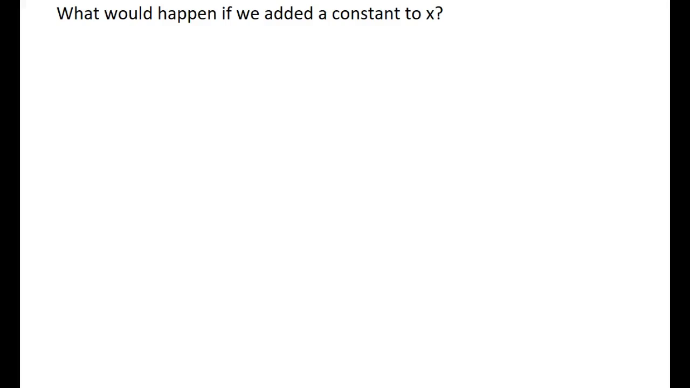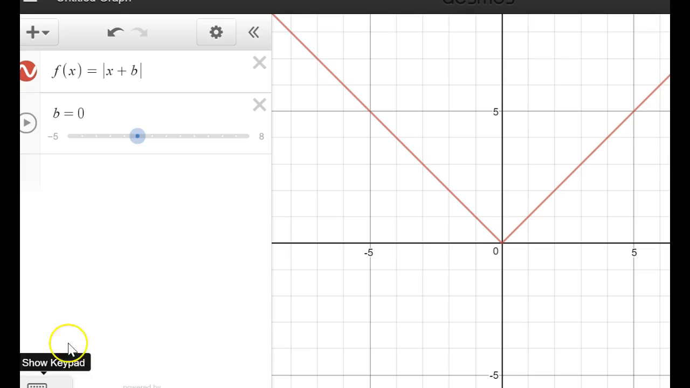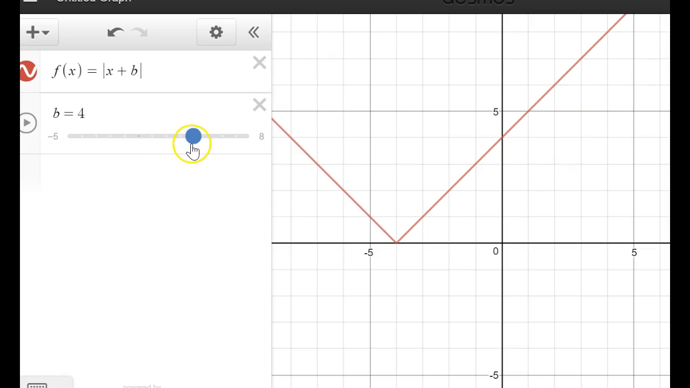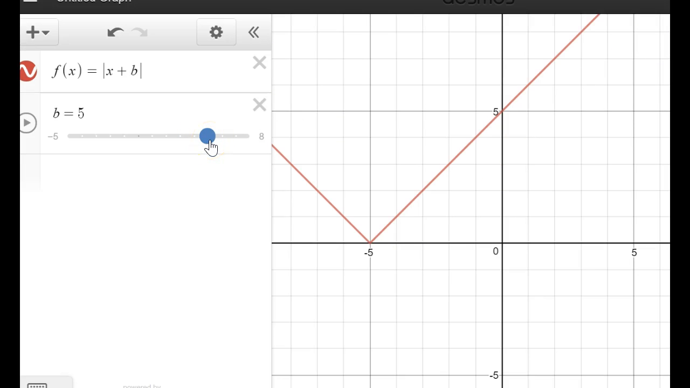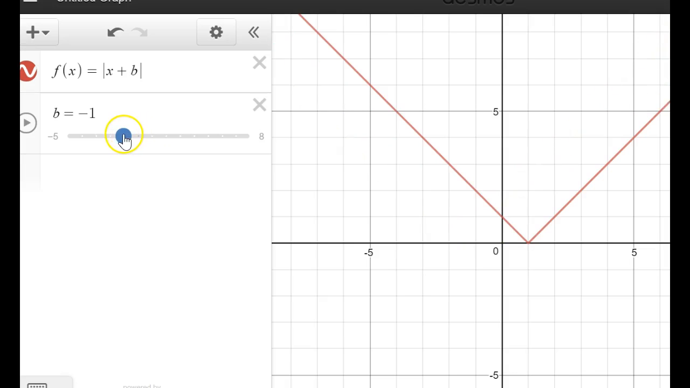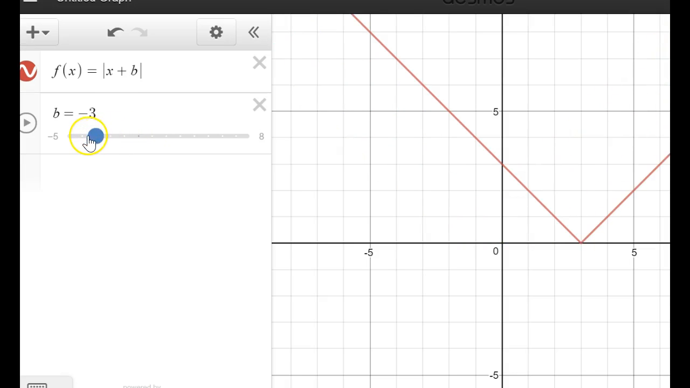So what would happen if instead of adding a constant to the function, we added a constant to x? So now I've got f of x equals the absolute value of x plus b, and the b is being added to x. It's inside the absolute value function. So watch what happens. If I add a positive, it goes the opposite way you might think. It goes to the left. Okay, so x plus 5 moves our absolute value graph to the left 5 units, and then x minus a number moves it to the right.